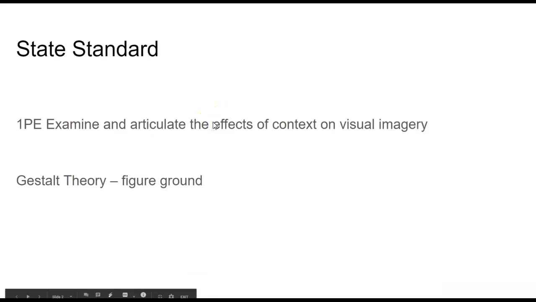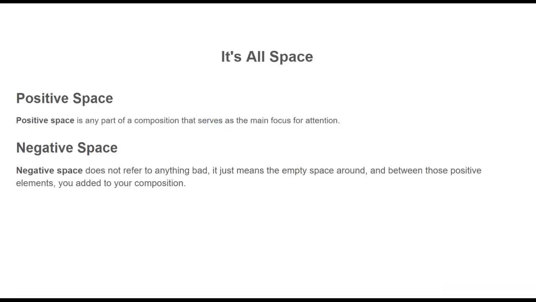This is specifically geared towards the state standard to examine and articulate the effects of context on visual imagery. A lot of times, the figure ground is ignored and not really understood, the relationship between the positive and negative space in a composition. They both are just as important. So positive space is any part of the composition that serves as the main focus of attention. So that's your main object, the main thing you are talking about.